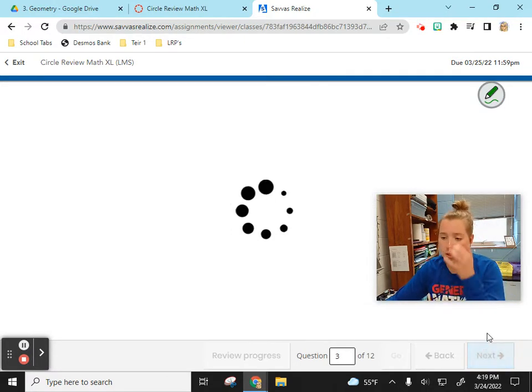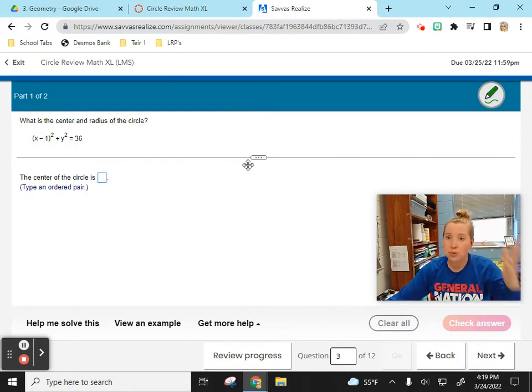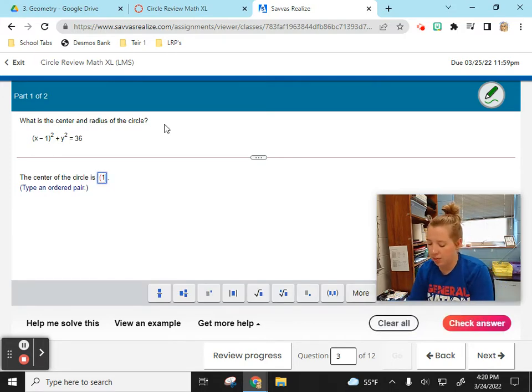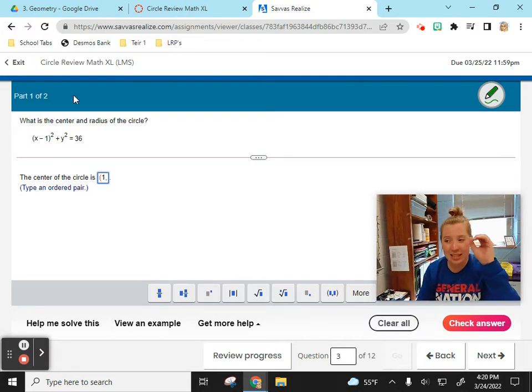All right. Question number 3. What is the center and the radius of the circle? One last problem. I would challenge you to see if you could do this one on your own now. I see this -1 right here, which lets me know I have a +1 in my center. And I don't see anything that I'm adding or subtracting from y. So that one's a little tricky. It's a 0.